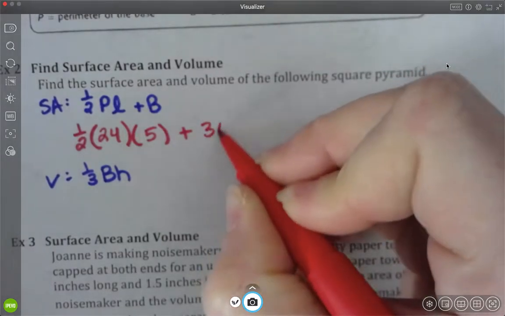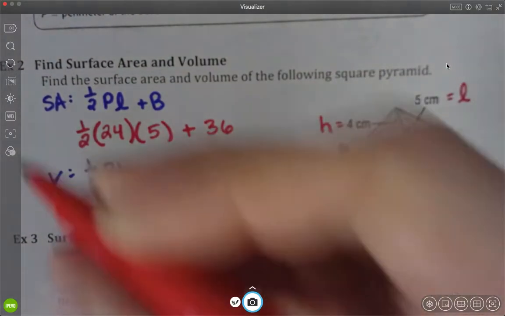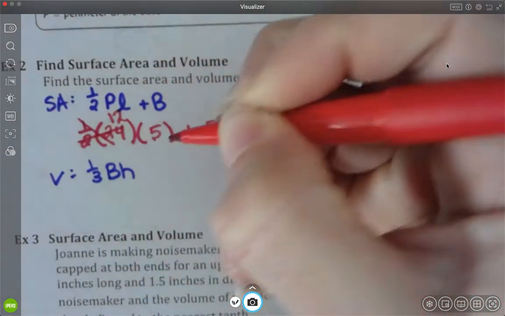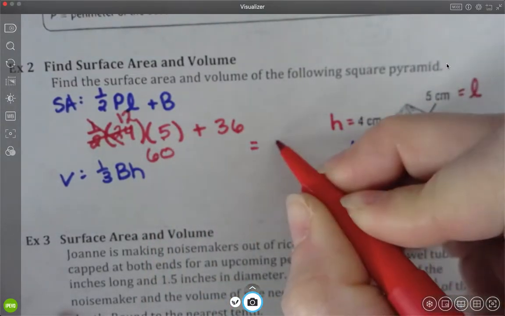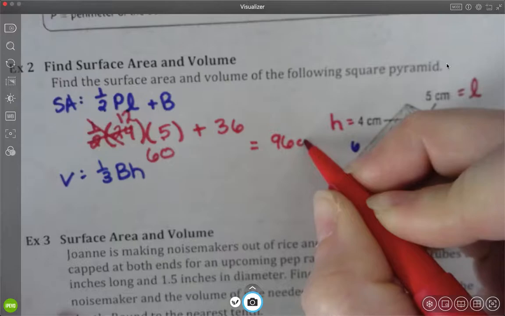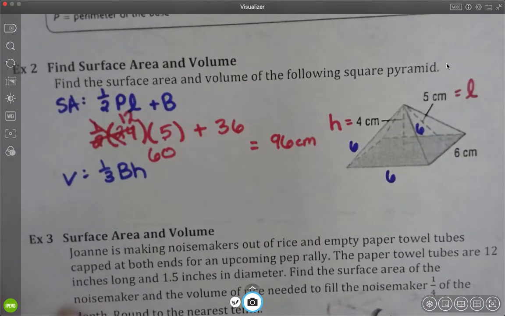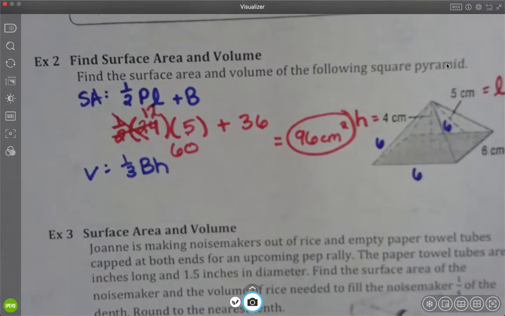36. Beautiful. Now, you can do this in your head if you can. 1/2 of 24. What's that? 12. What's 12 times 5? 60, and 60 plus 36 is 96. Units are in centimeters. We are doing surface area, so it's centimeters squared. There we go.